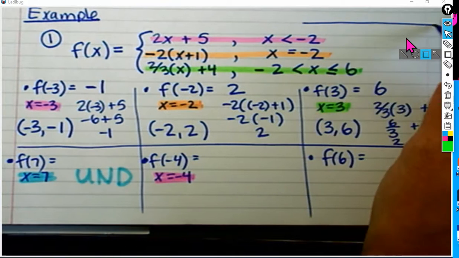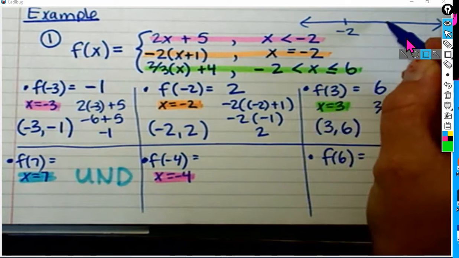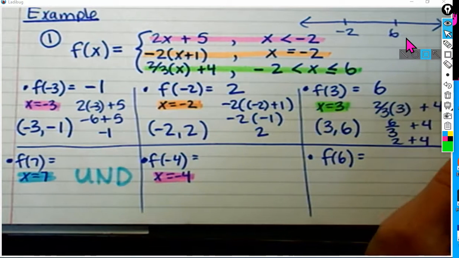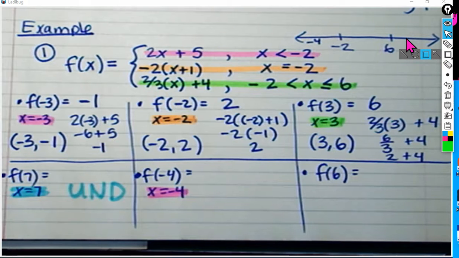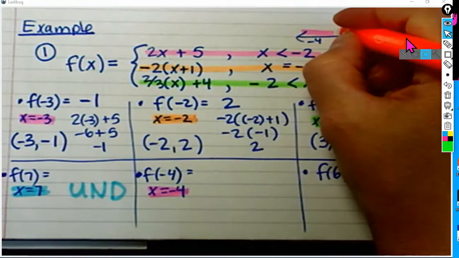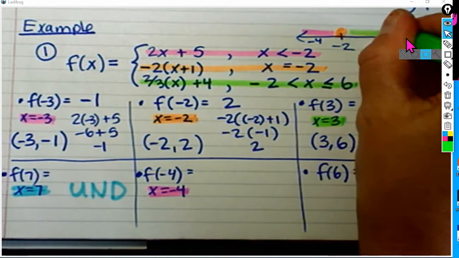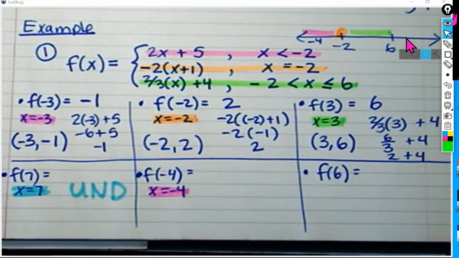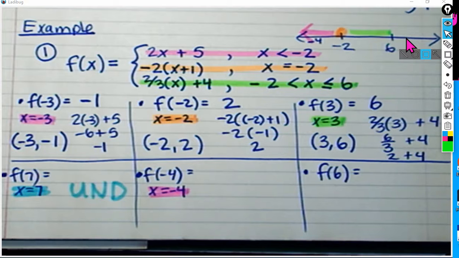So one thing that could help you with the domain is you can put them on this horizontal number line, and you can sort of think of it this way. -4 definitely fits in here, where this is the pink portion. This little dot right here is the orange, and then this part right here is the green. So if you're kind of stuck on where the domain goes, you can think of it on that number line instead. Okay, so -4, what am I going to evaluate with?